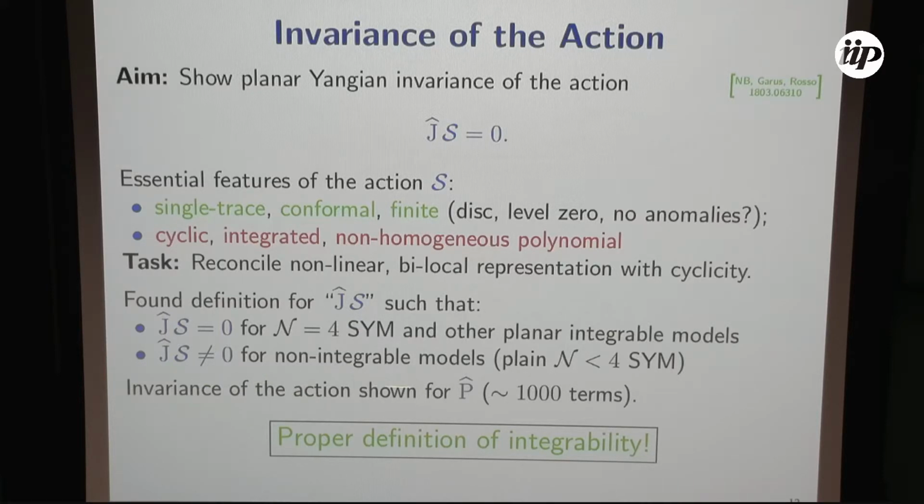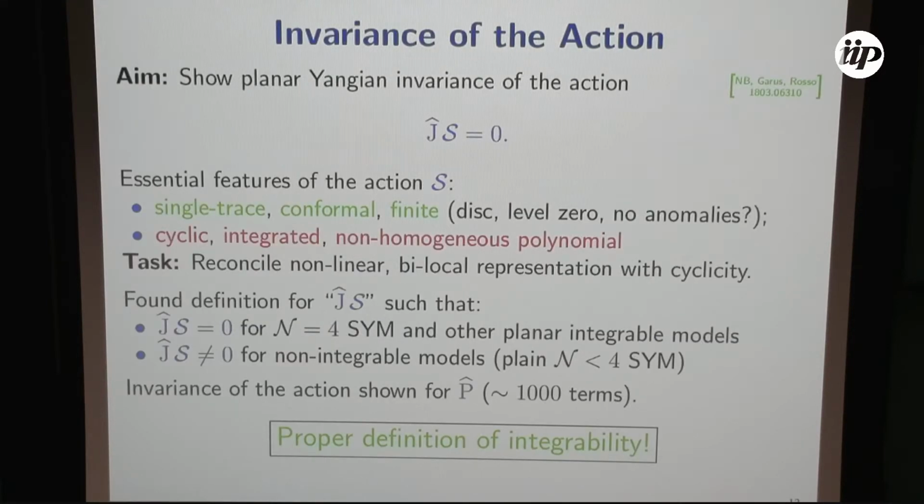But the difficulty is that if you actually act with, say, p hat on the action, depending on how you count, you get up to thousands of terms, and you have to show that they actually all cancel, and they need to cancel modulo cyclic permutations and modulo integrations, that is, modulo integration by parts and so on. But for N equals 4 super Yang-Mills, we showed this explicitly, that all of these terms cancel, and all of this makes us think that this is actually a proper definition of integrability for N equals 4 super Yang-Mills and other planar gauge theory models.